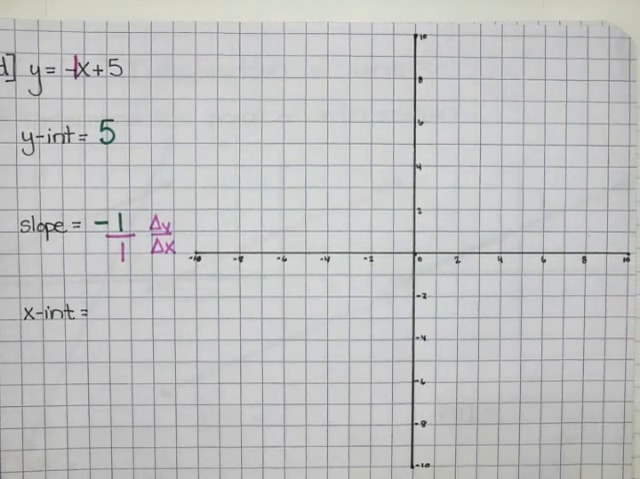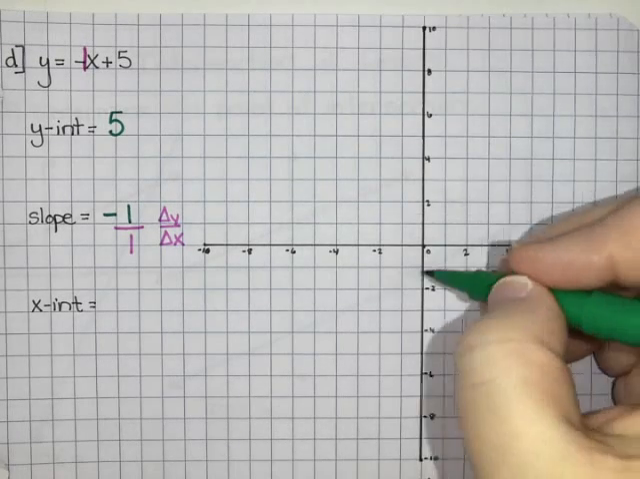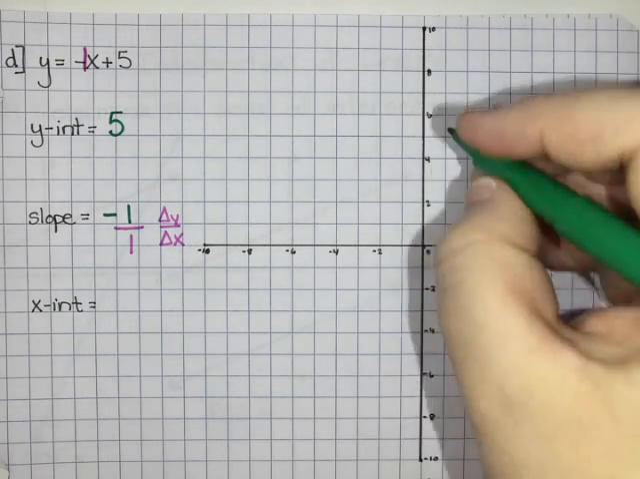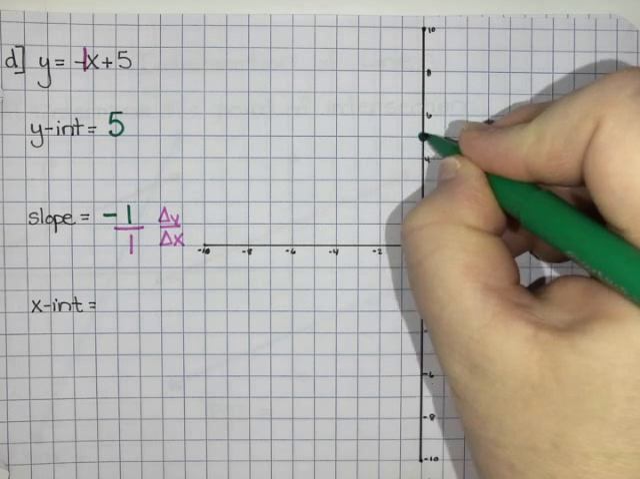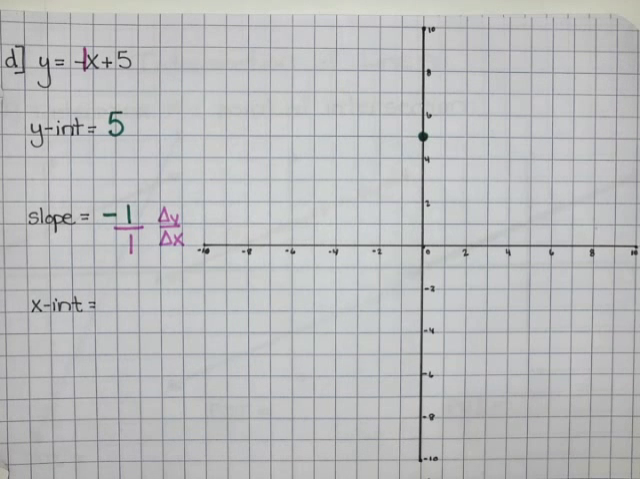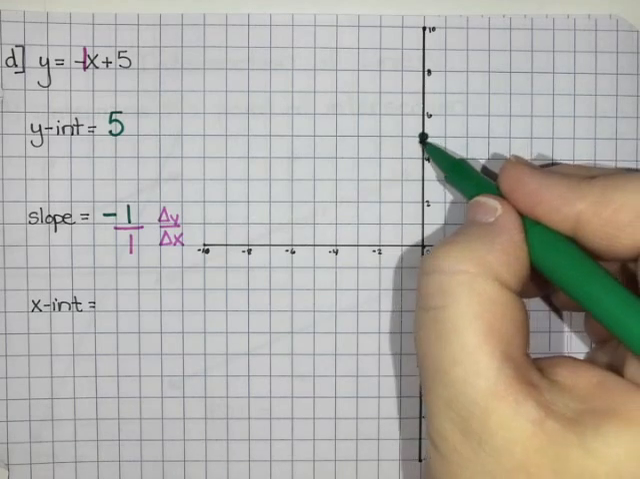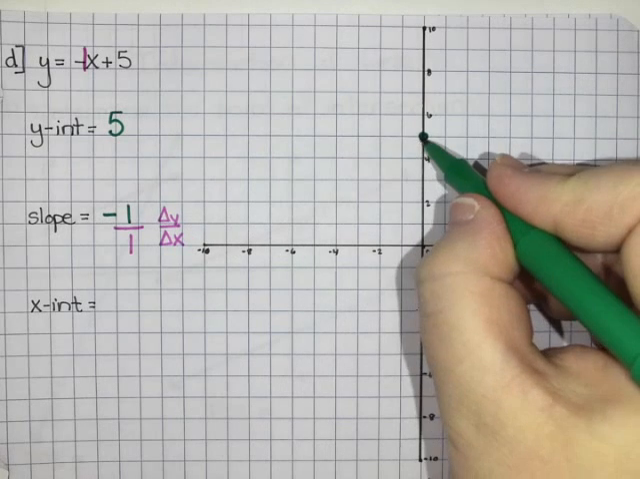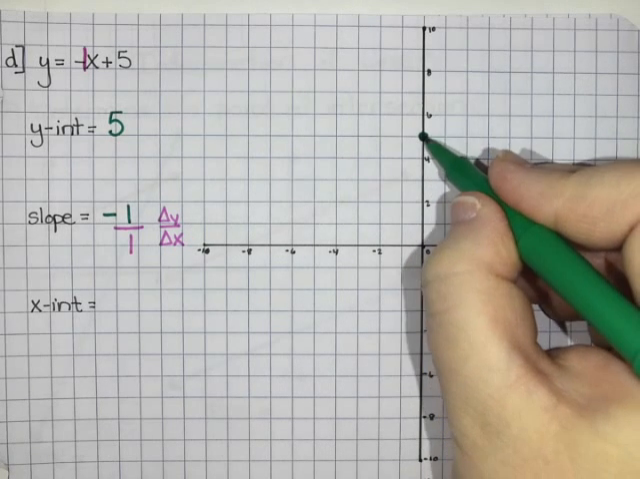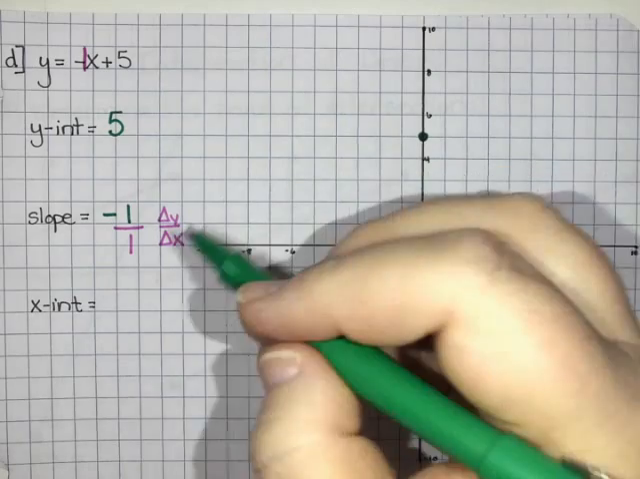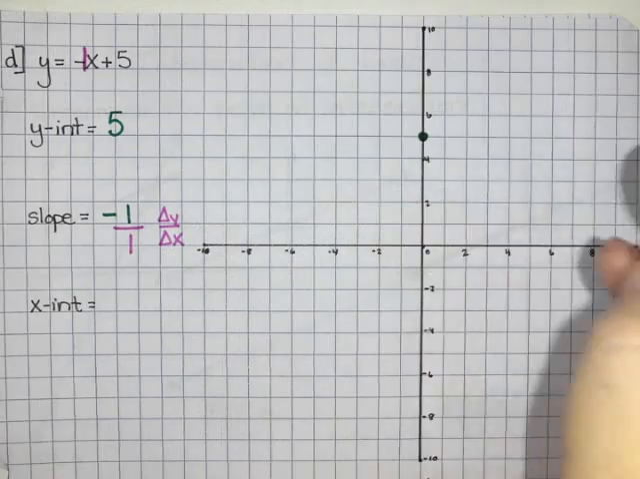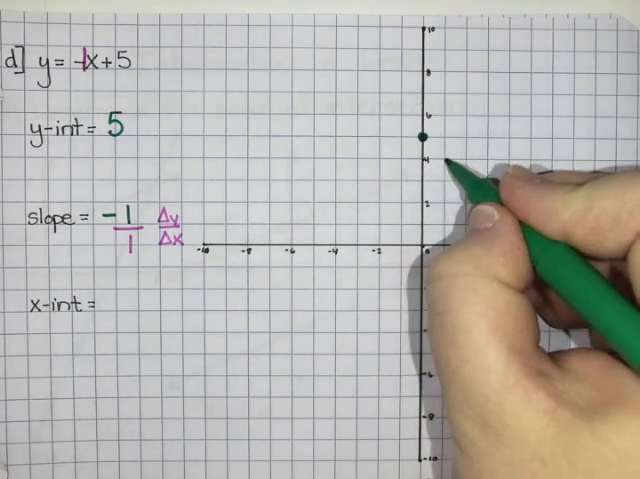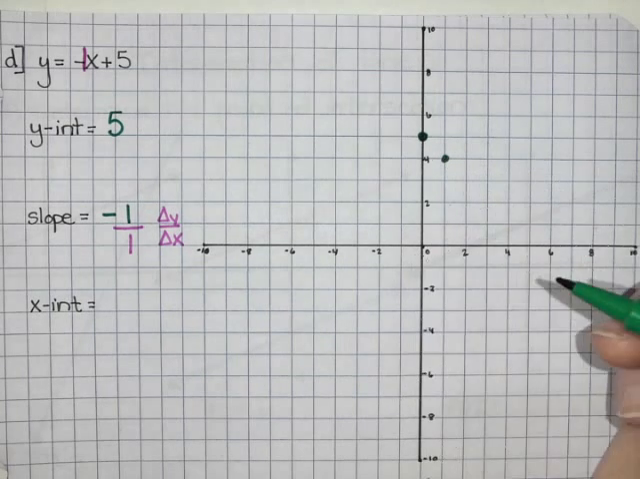Okay, so let's see if we can graph this. The y-intercept is 5. So on my y-axis, I'm going to find 5 and plot my point. And then to get the next point, I go from my y-intercept. We're going to go minus 1 to my y values. So that means we're going to subtract 1 from y, or we're going to move down 1. And then I'm going to add 1 onto my x values. So I'm going to add 1, which moves me over 1.